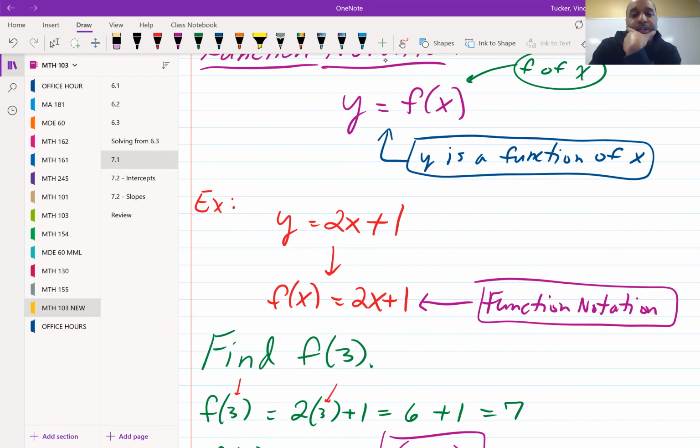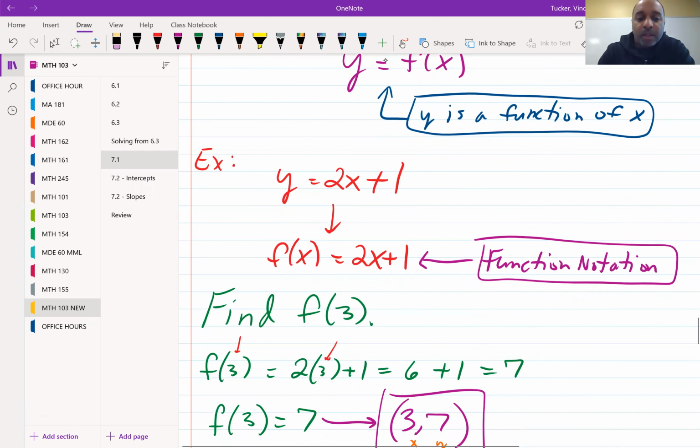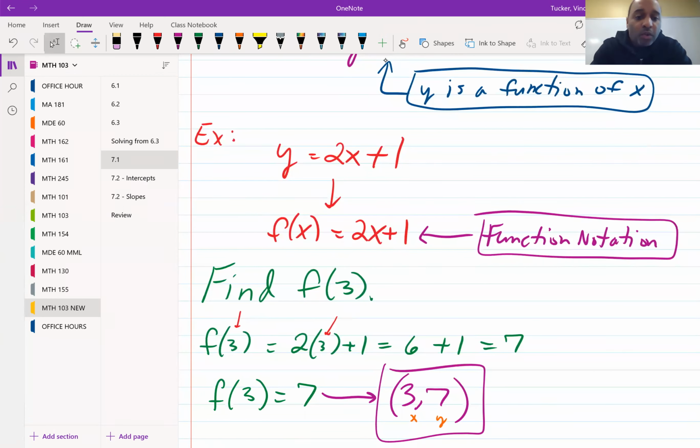So that's what we did here in the green. f of 3 is going to be 2 times 3 plus 1. 2 times 3 is 6, plus 1 to give us 7. So f of 3 is equal to 7. Also, if I want to extract the ordered pair from that, that would be (3, 7), because x was 3. x is your input, y is your output: 3 and 7, x and y. Let me know if you have any questions.